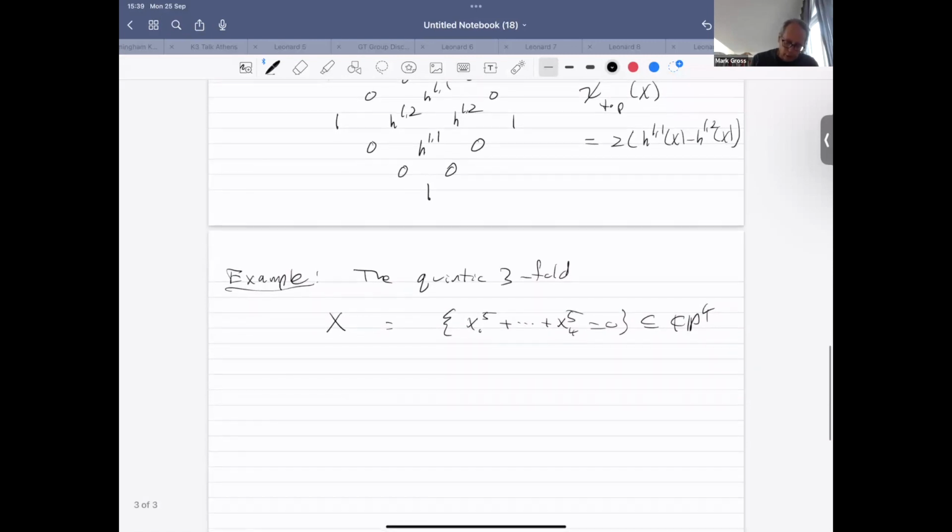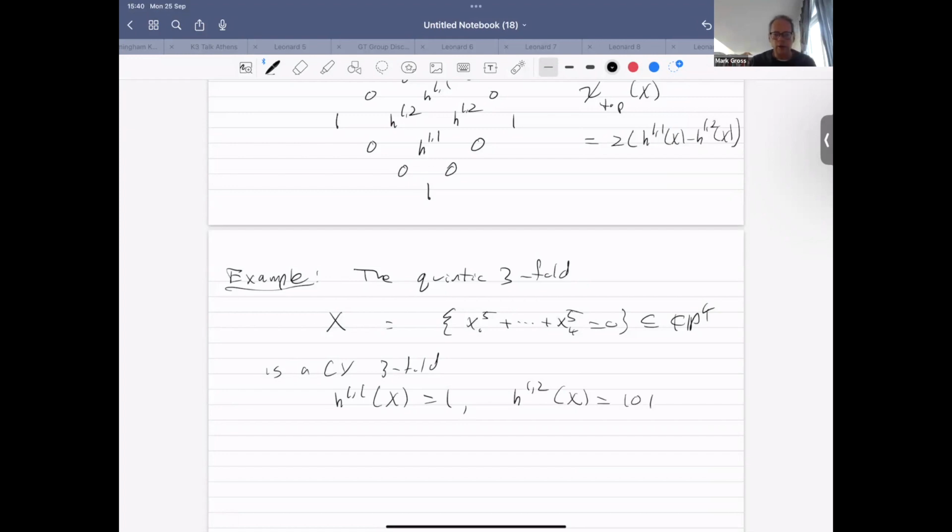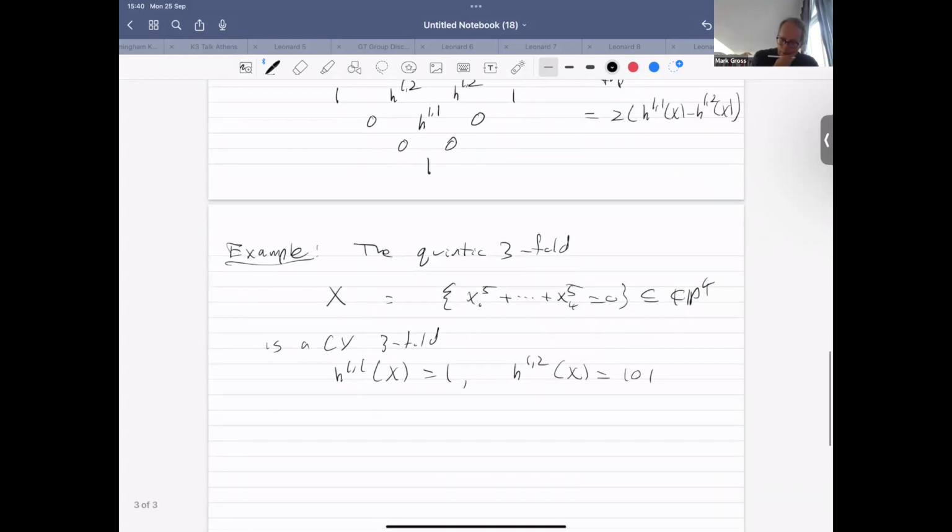So you can compute the Hodge numbers of this. This is a Calabi-Yau threefold. And H11 of X is easy to calculate as being 1, and H12 of X is 101. Okay, so these numbers can actually get pretty big.